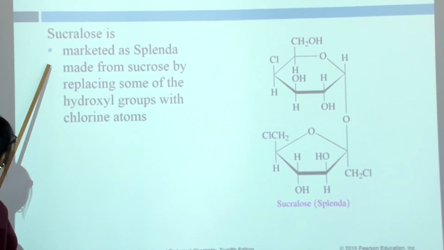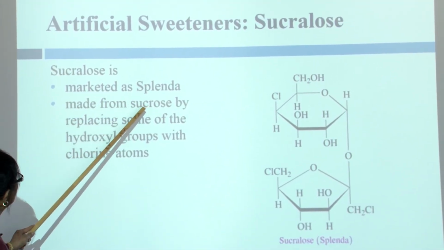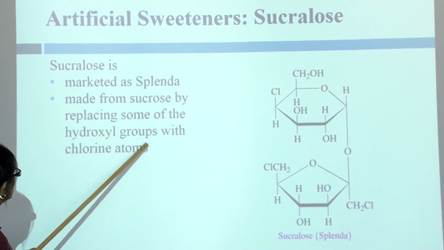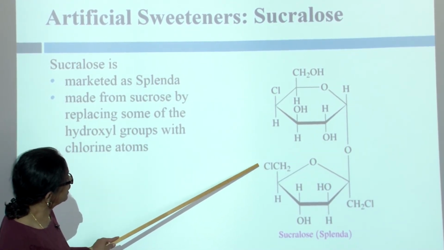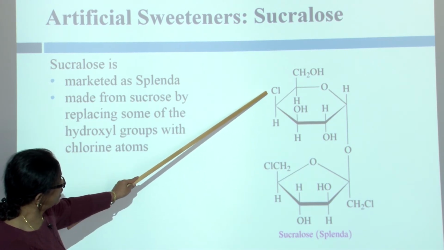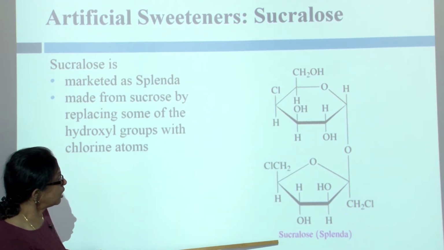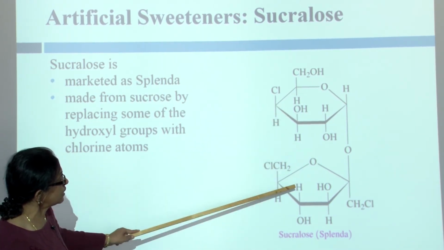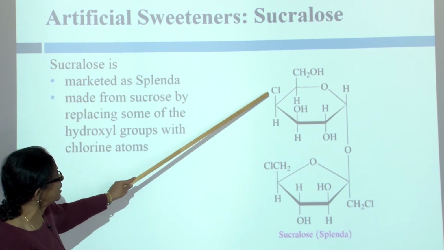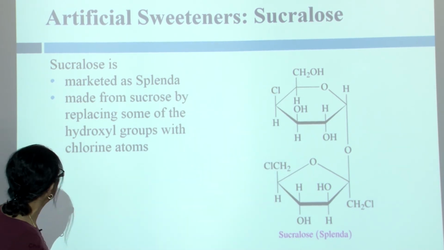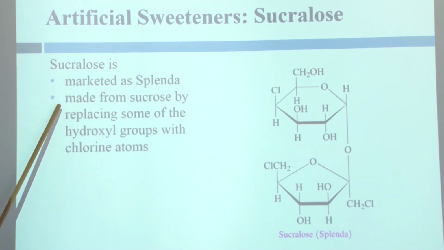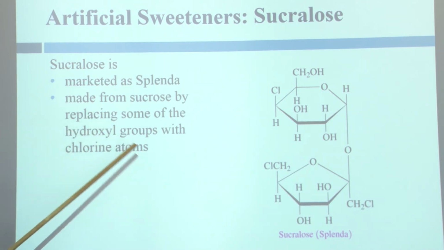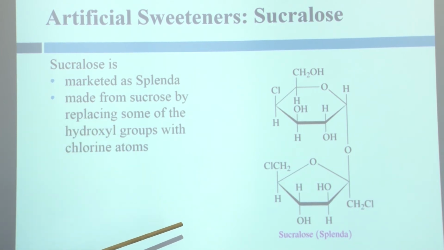And sucralose is marketed as Splenda. Some of the hydroxyl groups are replaced by chlorine. You can see there is a chlorine here, there is a chlorine here. So in the sucrose molecule, the fructose and glucose are connected, and you're replacing some of the hydroxyls with chlorine. That gives this extra sweetness, and that's why it's used as Splenda, an artificial sweetener.